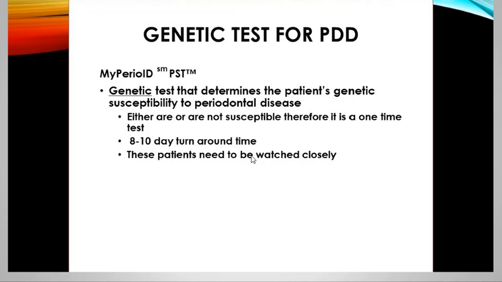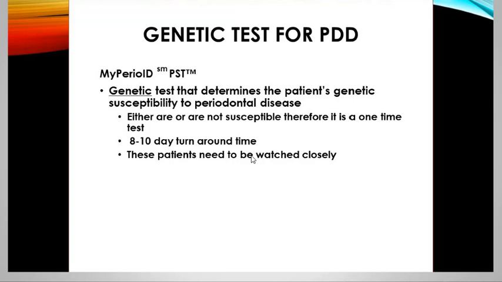And why would we choose to use a test like this? Well, if we find a patient, say for example a young patient that may only have one area of pocketing, we might decide to use this test to see if they are highly susceptible to gum disease through having the gene for gum disease. And if they are, we might choose to watch them much closer instead of just waiting for periodontal disease to spread to other areas.